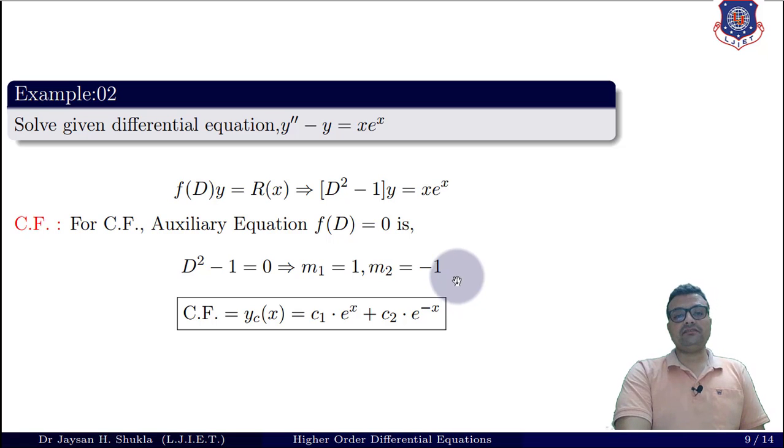Suppose my differential equation is y double dash minus y equals x e raised to x. Now I am taking a multiplication of two functions, and the method which I will use for the particular integral will be the method of undetermined coefficients. So again the operator form is D square minus 1 y equal to x e raised to x. For the auxiliary equation I am taking f of D equal to 0, and that gives me two real roots, 1 and minus 1.